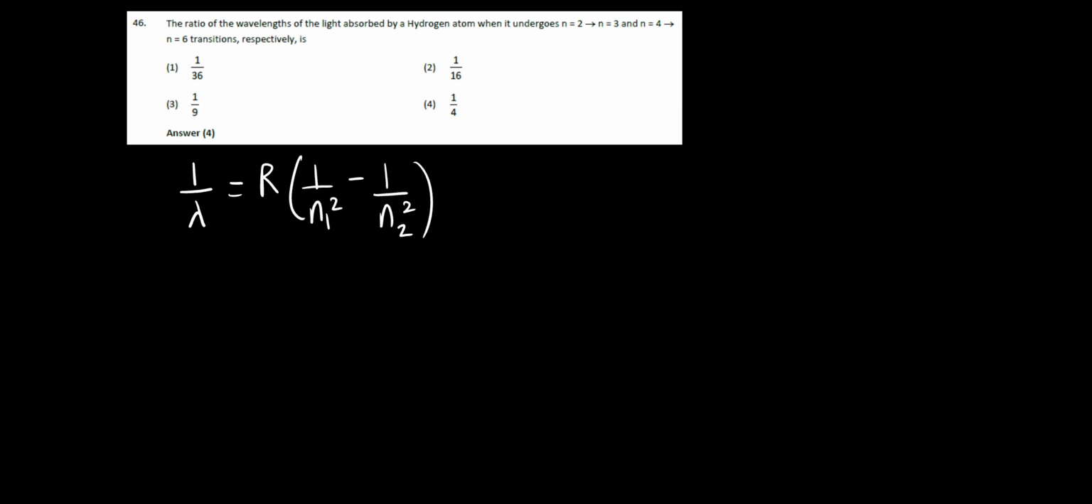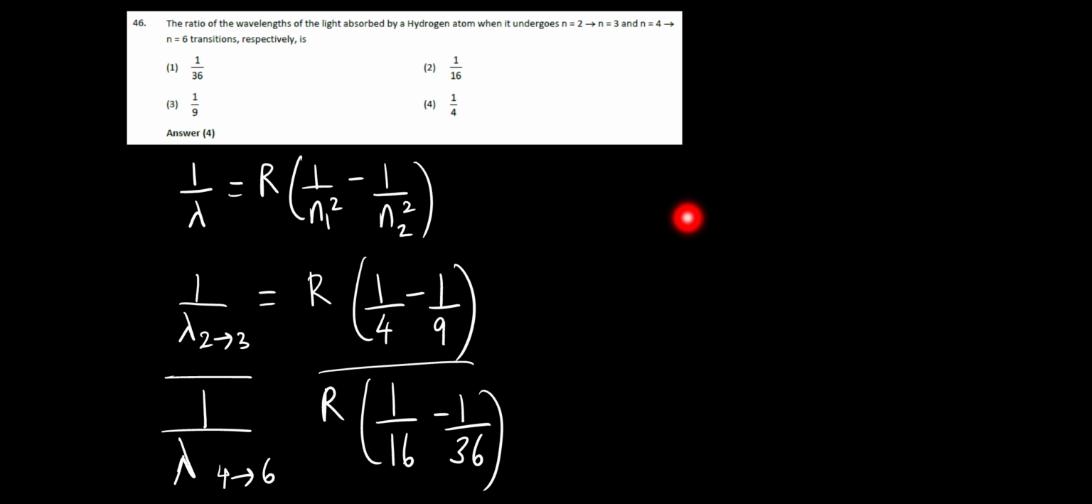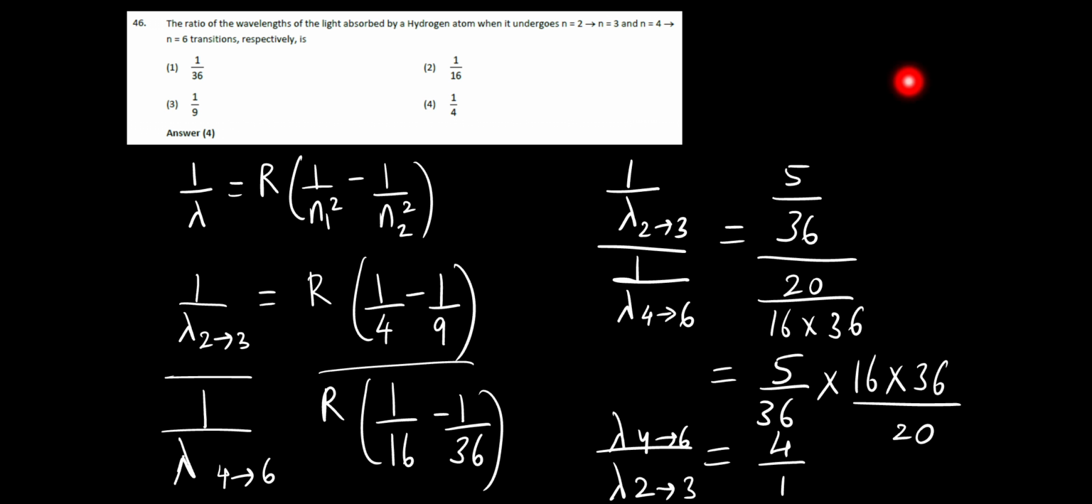So for the first one, 2 to 3, it will be 2 square, that is 4, and 3 square, 9. For the 4 to 6, 4 square is 16, 6 square is 36. So you solve this, cross multiply: 9 minus 4 is 5, divided by 9 fours are 36. Similarly, the denominator: 36 minus 16 is 20, divided by 16 into 36. So now this will bring it to the numerator: it will become lambda 4 to 6 ratio lambda 2 to 3. That will be 36 getting cancelled, and then 5 fours are 20, 16 by 4 is 4:1.